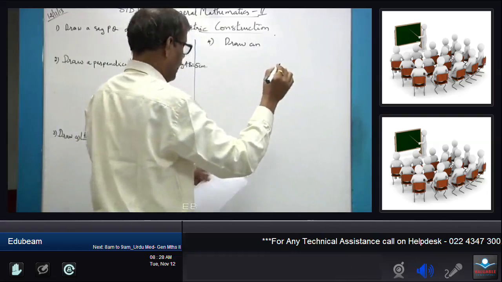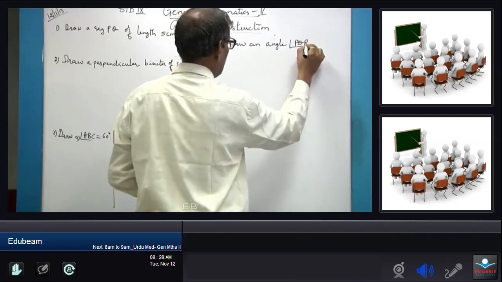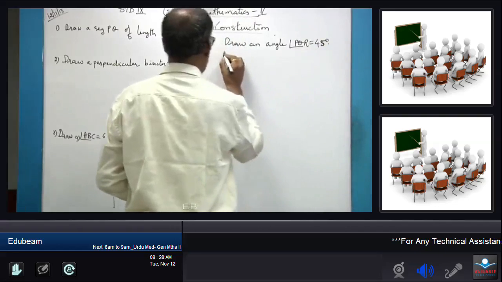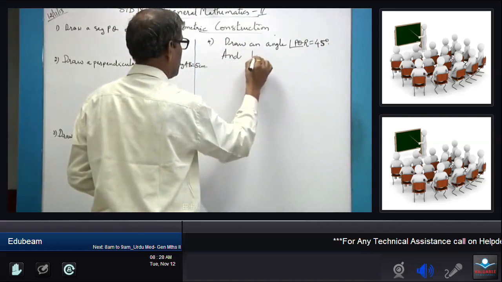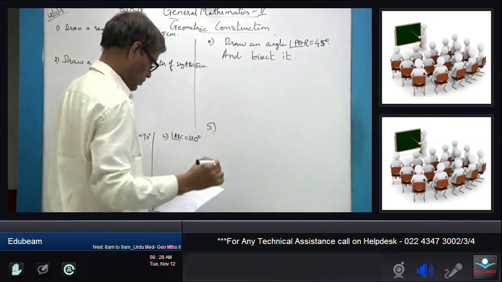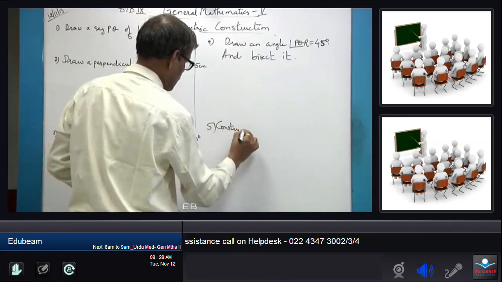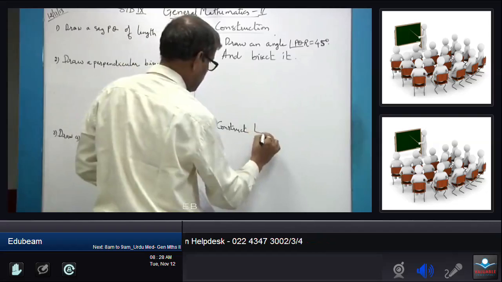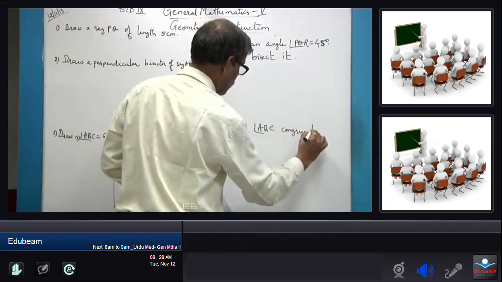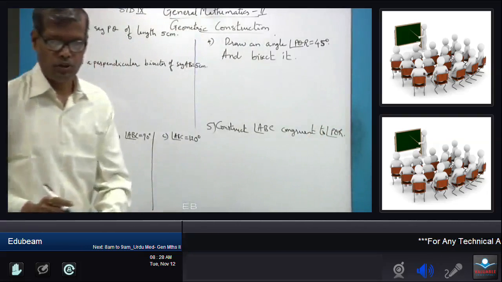Draw an angle PQR equal to 45 degrees and bisect it. Construct angle ABC congruent to angle PQR. I have written the 5 questions on the board.